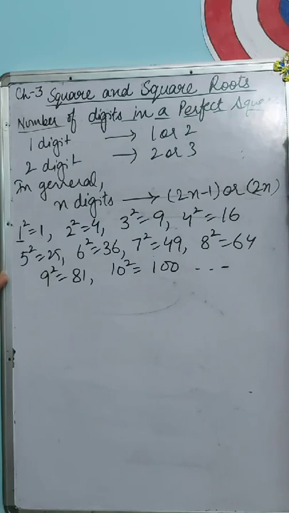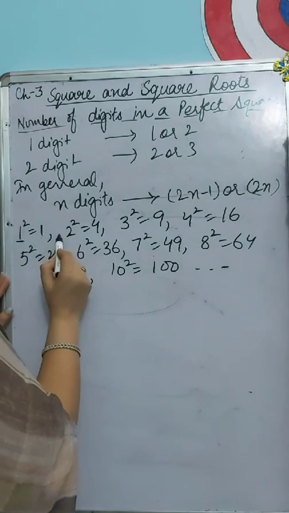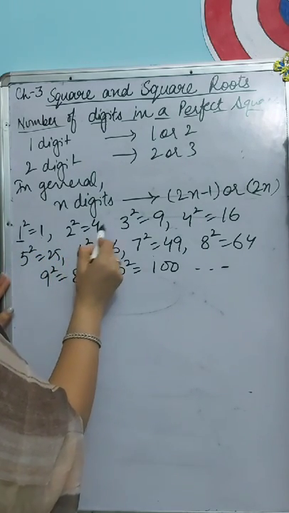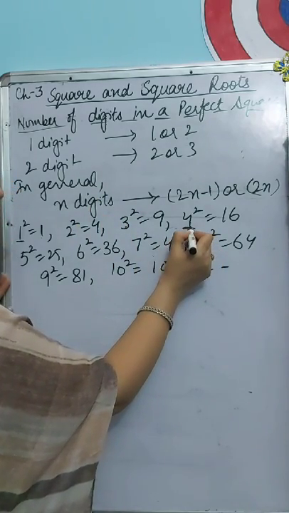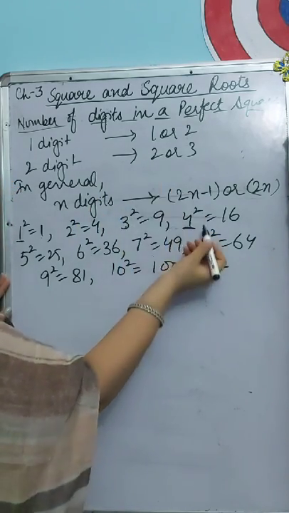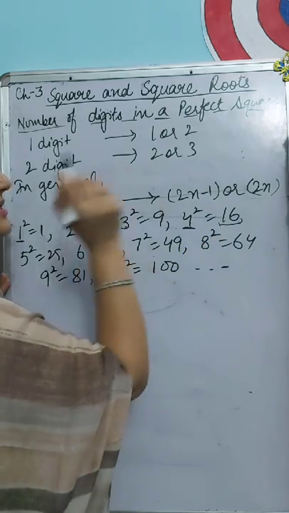Now you can see here, if I am having a single digit number 1, the square has 1 digit. Again, moving on, single digit 1, single digit 1. Here again the single digit is on the left side, but when we square this number, we get a double digit number.